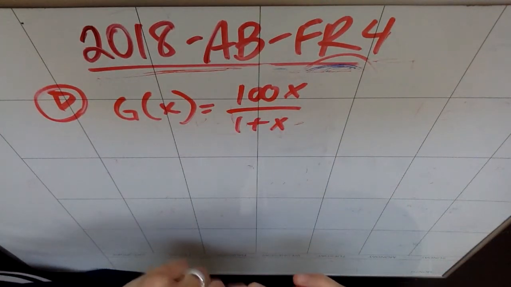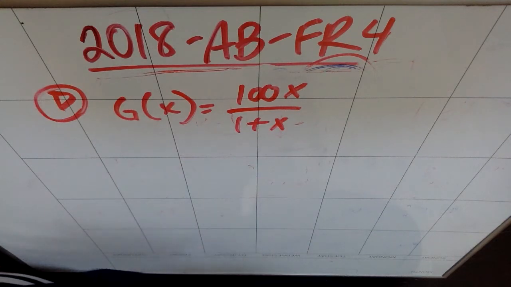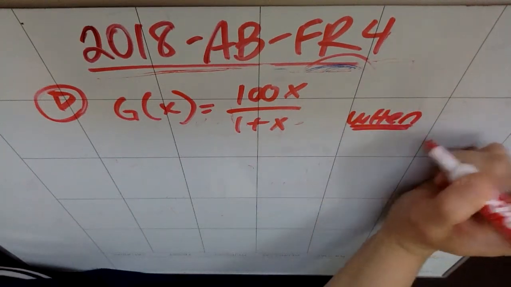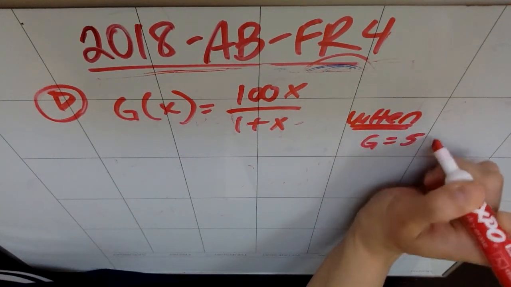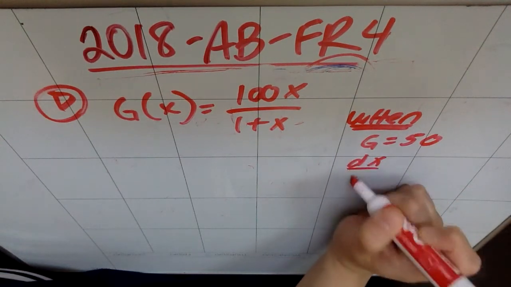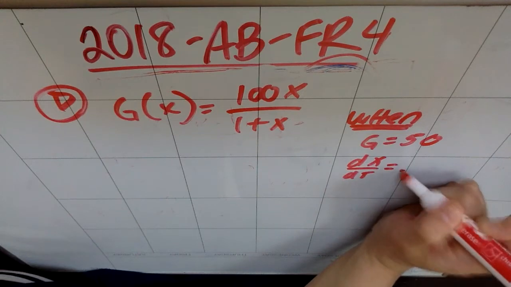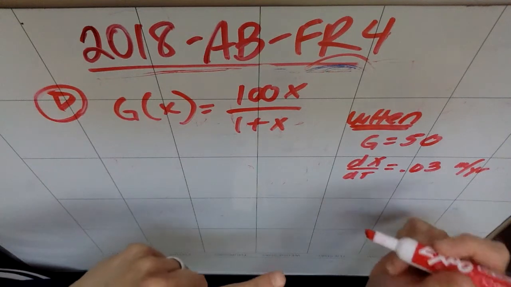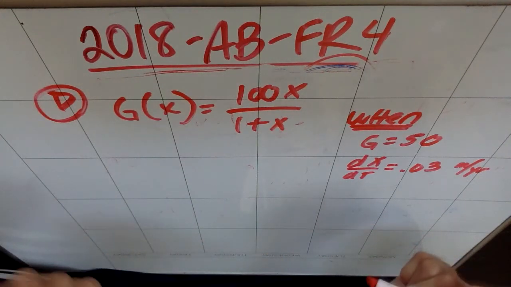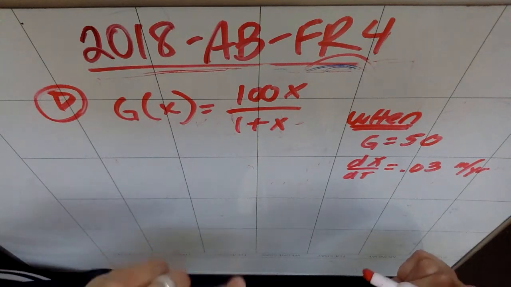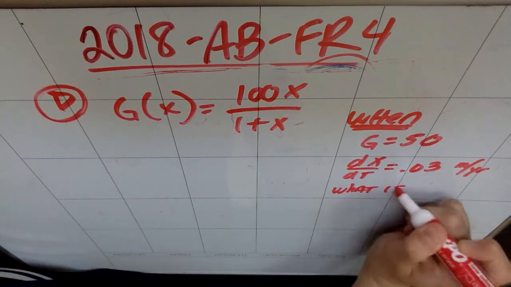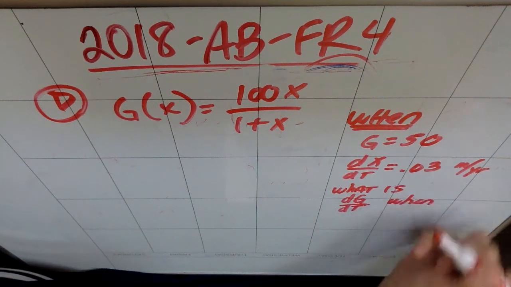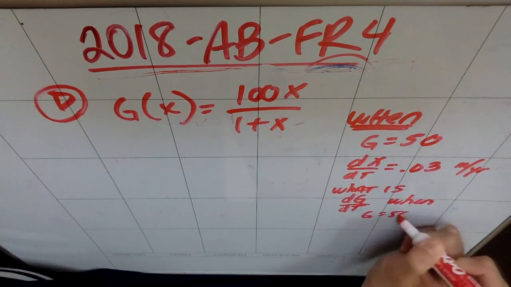We are told that when the tree is 50 meters tall, so g equals 50, the rate of change of the diameter, dx/dt, is 0.03 meters per year. That's what we know. And they ask, according to this model, what is the rate of change of the height of the tree? So what is dg/dt when g is 50? That's what they're asking.